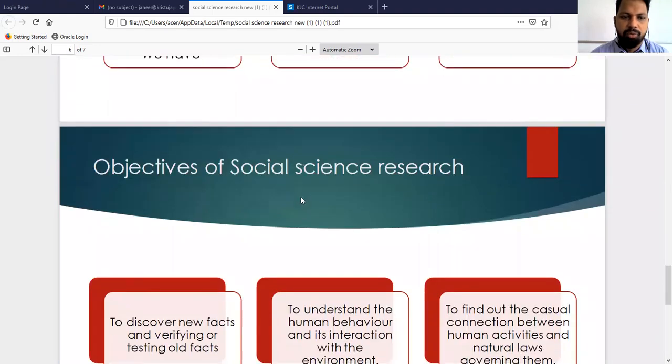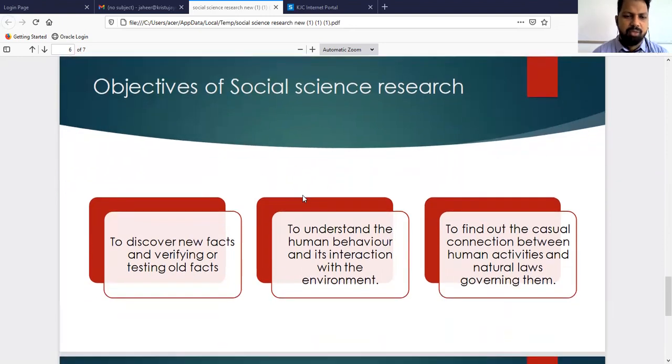And now we move on to what are the objectives of social science research. The first objective is to discover the new facts and verify the old ones. That is one of the important objectives of social science research. If you check some of the research, historical research is carried out to discover the new facts and verify the old ones. Historical research can be taken as an example for them.